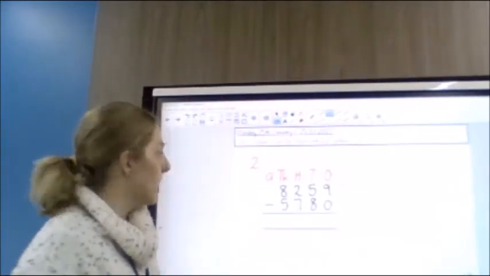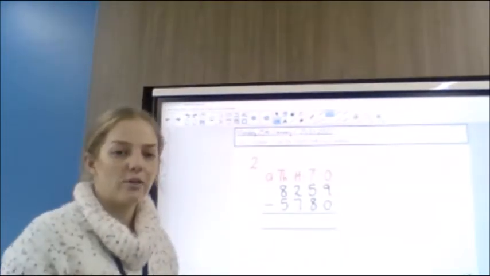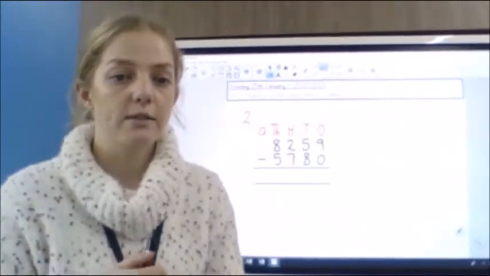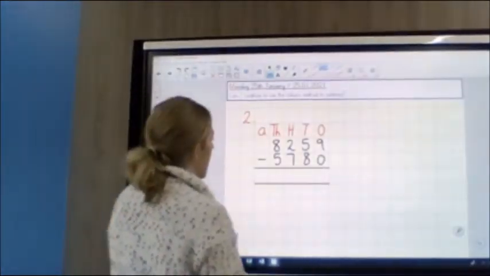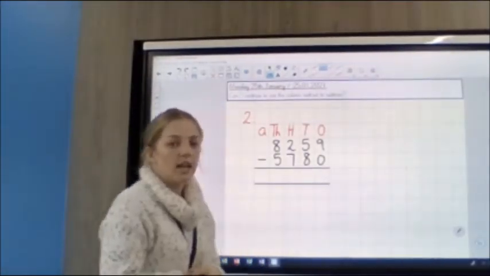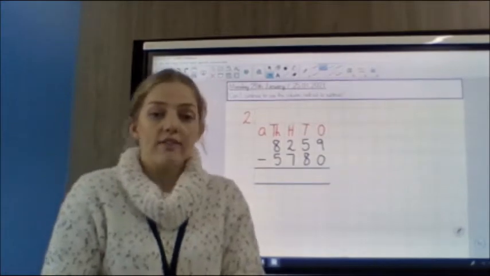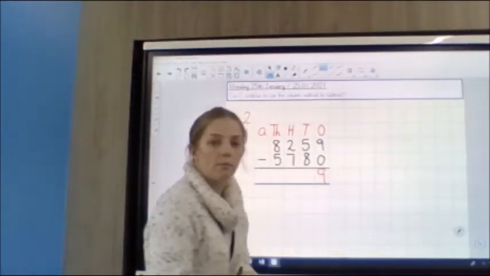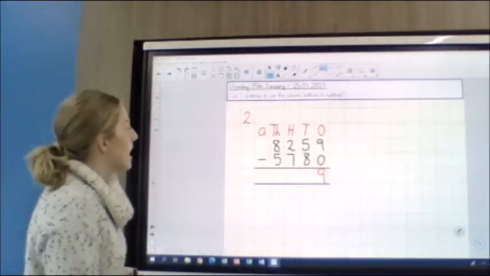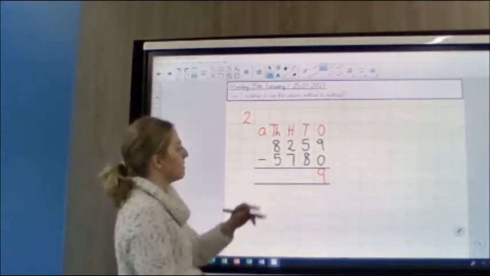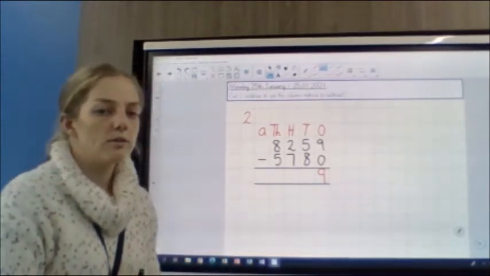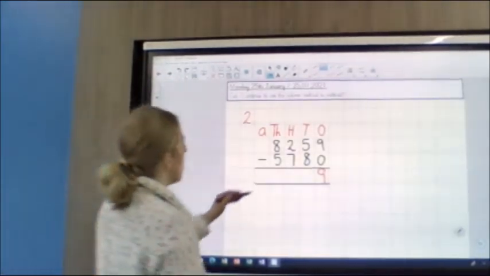So I've already written it on my board. I've made sure that I've laid it out the way that I would expect you to lay yours out when you're doing it in your maths books, okay? So I know that 9 take away 0 is going to be 9, because there is nothing underneath for me to take it away from, so that number stays the same. Now I can see that I've got more on the bottom here, but I've got the number 5 on top. So I have to go to my hundreds column to borrow one more.